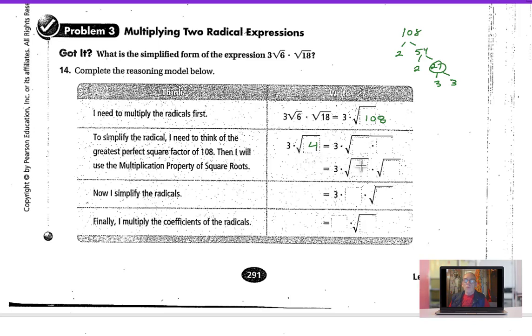So we end up with 3 times square root of 27 times the square root of 4. I'm not sure what's going on in this part here. Square root of 27. Well, that's not the biggest perfect square. A 9 is the biggest perfect square.